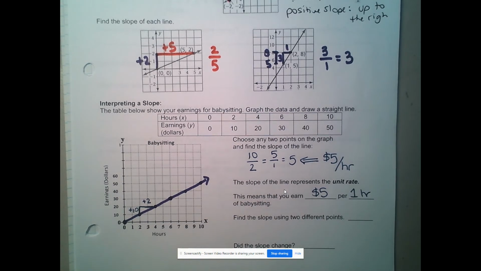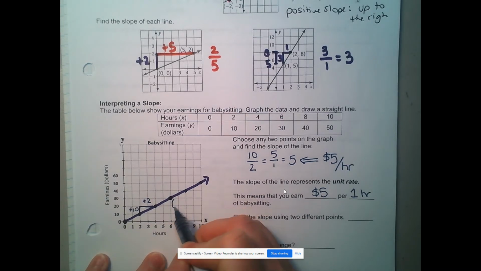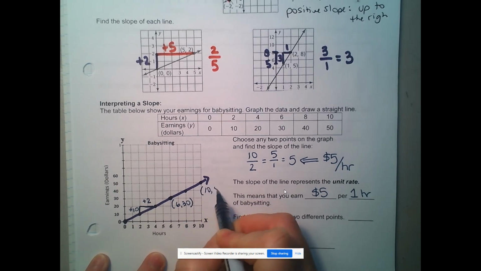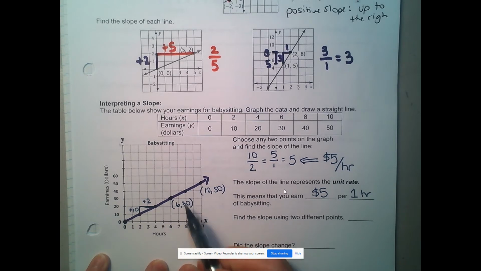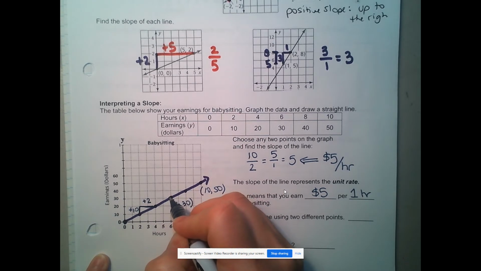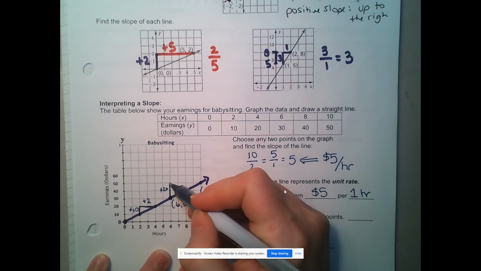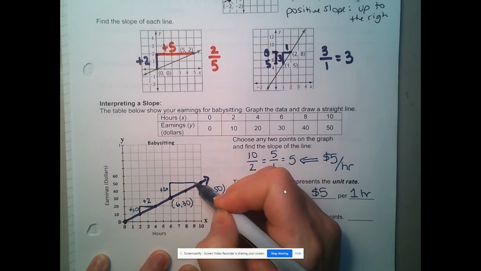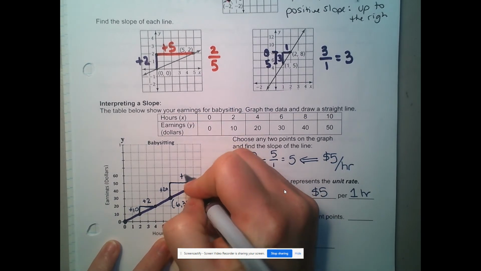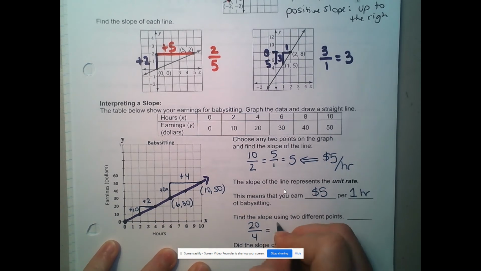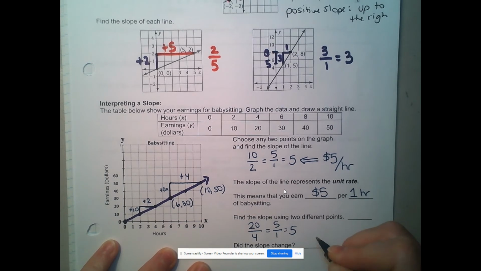Find the slope using 2 different points. So this time, let's go from this point here, which is 6, 30, up to this point, which is 10, 50. Okay, so I picked 2 points that aren't right next to each other. If I go up here from 30 to 50, that's going up by 20. And then I'd have to go right 1, 2, 3, 4, because I went from 6 to 10. That would be 20 over 4, which is the same as 5 over 1, or just 5. So the slope using a different point, I still got 5.